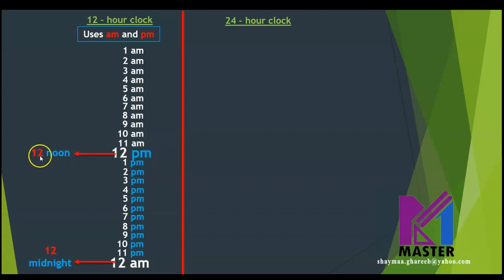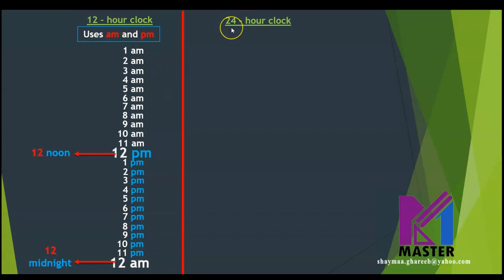So it's really important to know that 12 noon is 12 p.m., and this is the start or the beginning of the p.m. And 12 midnight is 12 a.m., and this is the beginning of the a.m. and it's also the beginning of the day, the new day and the new date. Okay, so the new day starts at 12 midnight. So 12 midnight is the beginning of the new day, and we write it as 12 a.m. when we use the 12-hour clock.